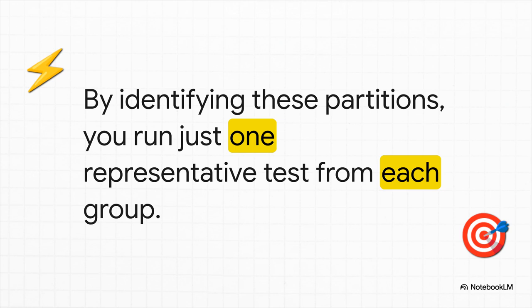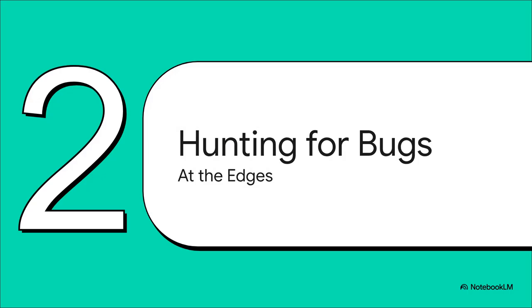And here is the huge payoff. Once we have these partitions defined, we don't need to run a million tests. We just pick one single representative value from each group. Test one valid number, test one invalid one. All of a sudden, this impossible, overwhelming task becomes completely doable. So grouping our inputs is a massive step forward, for sure.